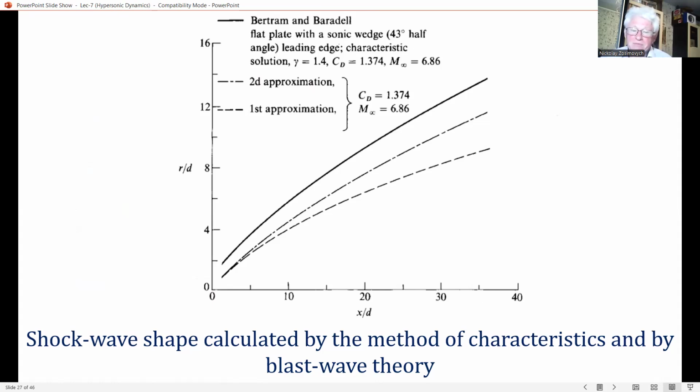Results for shock wave shapes are shown in this slide, where the blast wave theory is compared with the exact method of characteristics. Clearly, the first approximation gives poorer agreement than the second approximation, and neither of the blast wave results is particularly good. However, our equations appear to predict the proper shape, but it is simply shifted from the exact result.